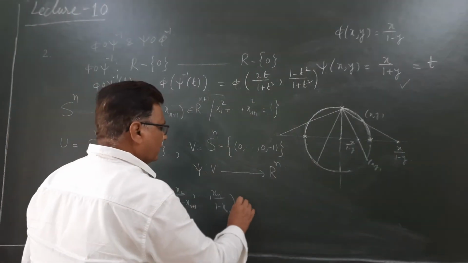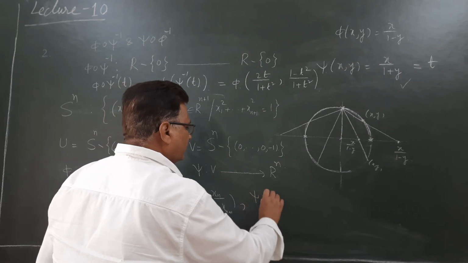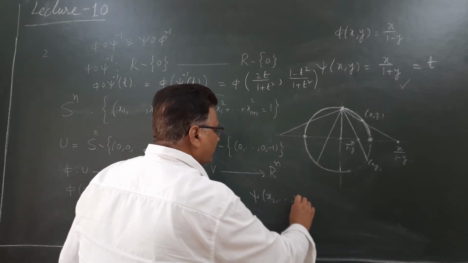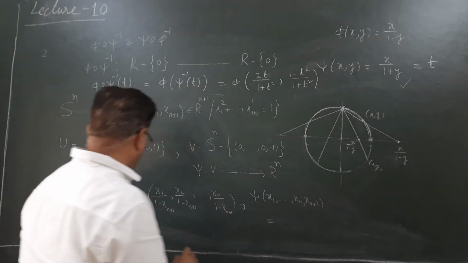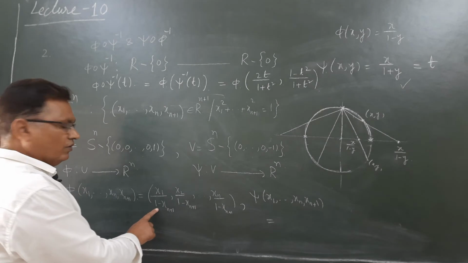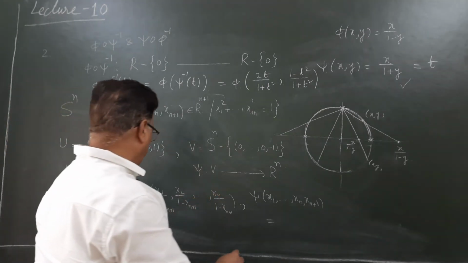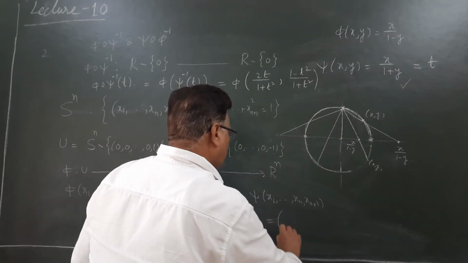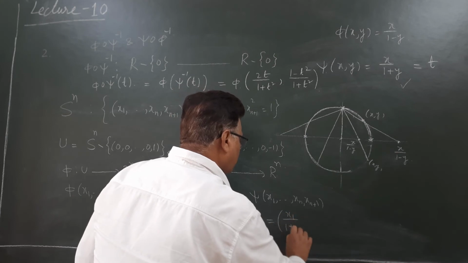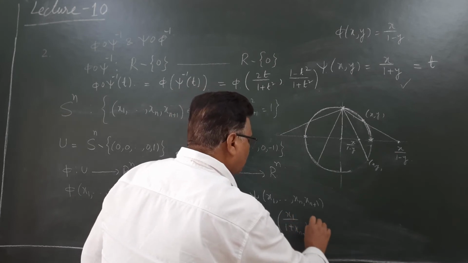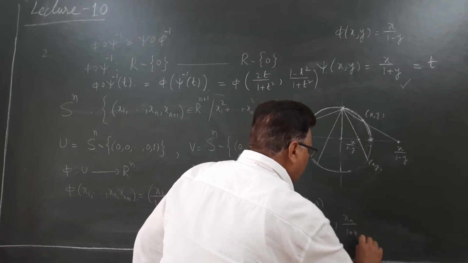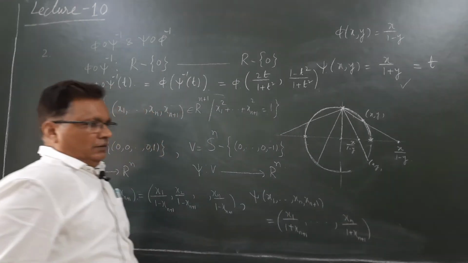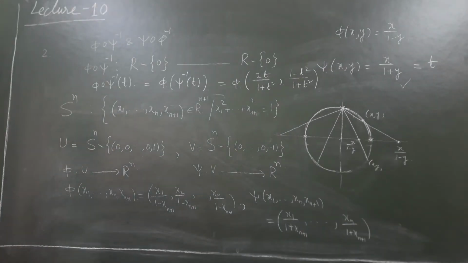In the same manner, I will look at this psi. Psi was given by the same thing, the only difference being that instead of 1 minus xn plus 1, you will have 1 plus xn plus 1. So x1 upon 1 plus xn plus 1, and the last one is xn upon 1 plus xn plus 1. These are the two homeomorphisms that you have on U and V respectively.